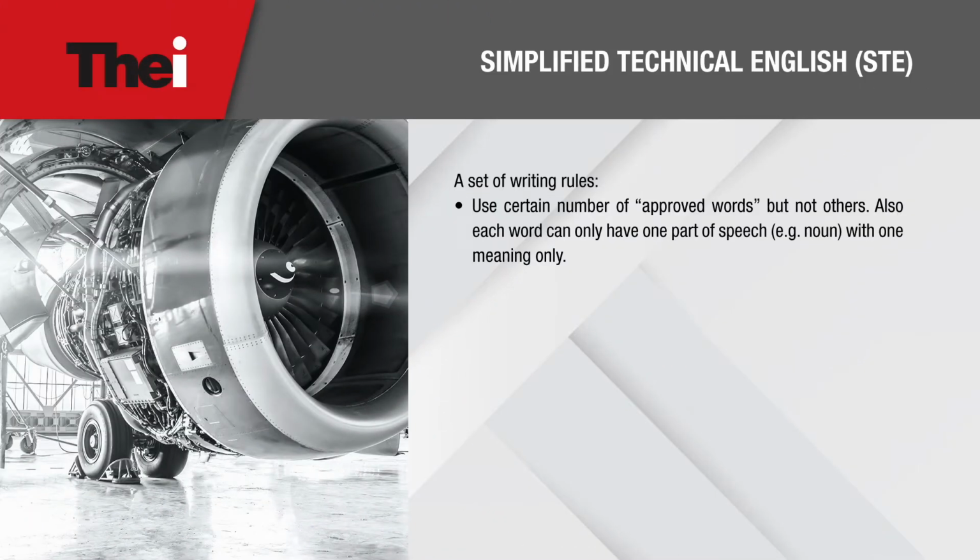Therefore, there is a set of writing rules so that the writer can only use a certain number of approved words, but not others. Also, each word can only have one part of speech, for example a noun, with one meaning only. Here is a list of writing rules below which actually specify what the restrictions are on its grammar and style. Where can I find a guide?